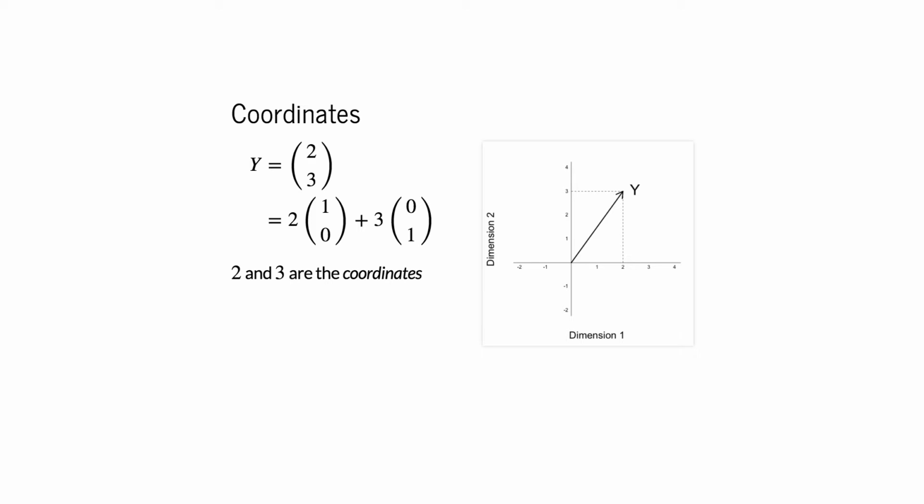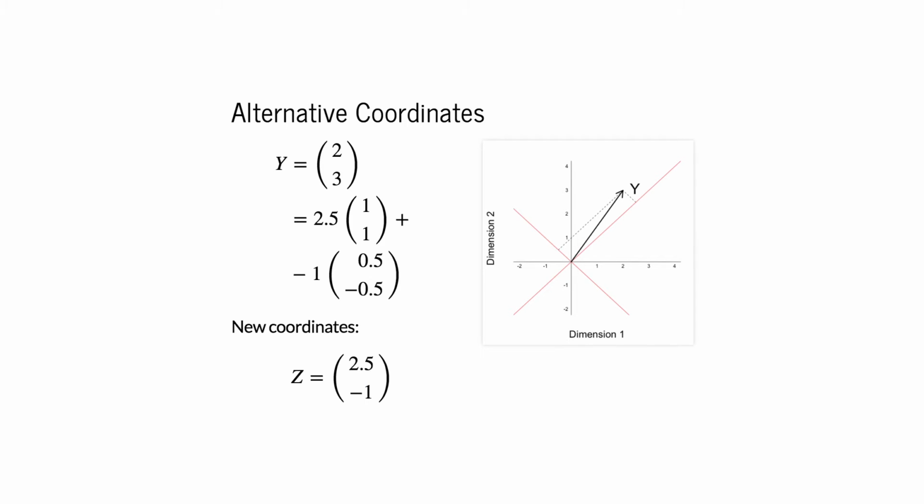And we can write that as a multiplication of 2 coordinates, 2 and 3, and the bases 1, 0 and 0, 1. But notice that we don't have to write it this way. We can write the vector 2, 3 in other ways. Here we change the bases to 1, 1 and 0.5, minus 0.5. This gives us the average and the difference. And what we see here is that the coordinates are now 2.5 and minus 1. So the coordinates change, but the point is the same. That's because the coordinate system changed as well.